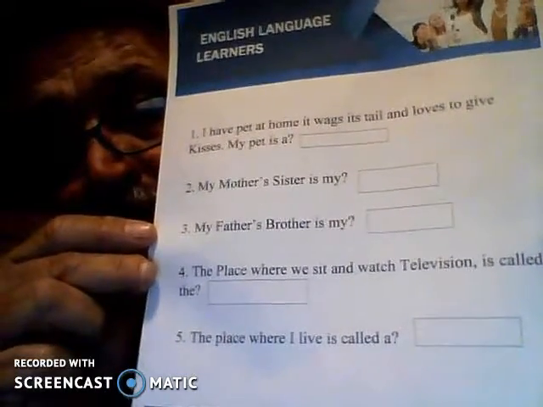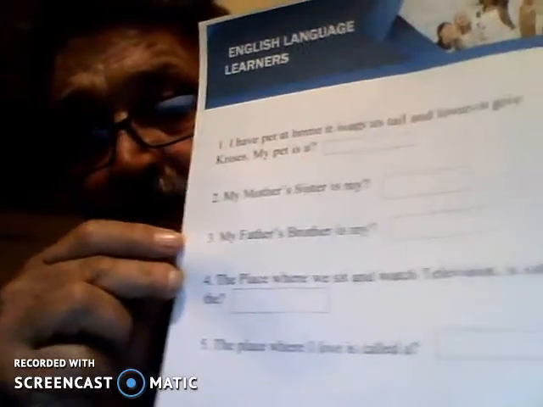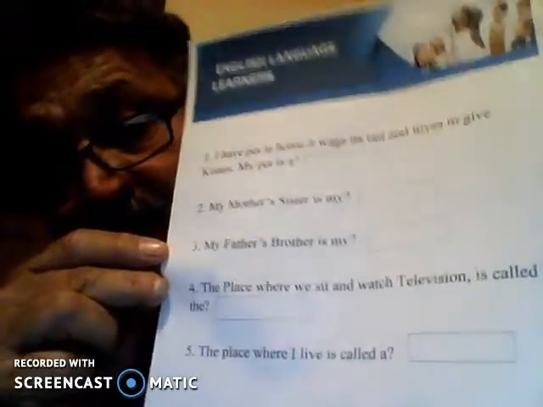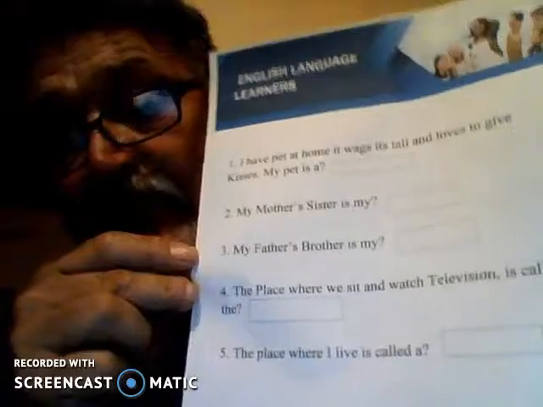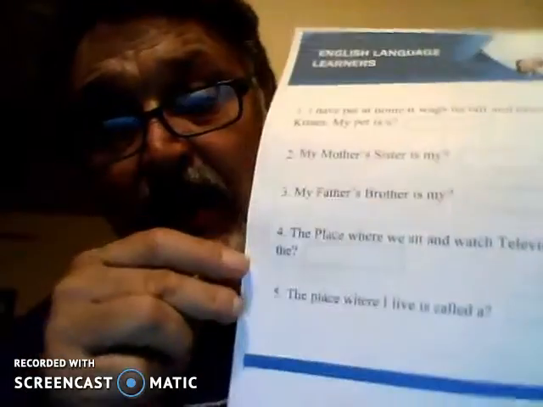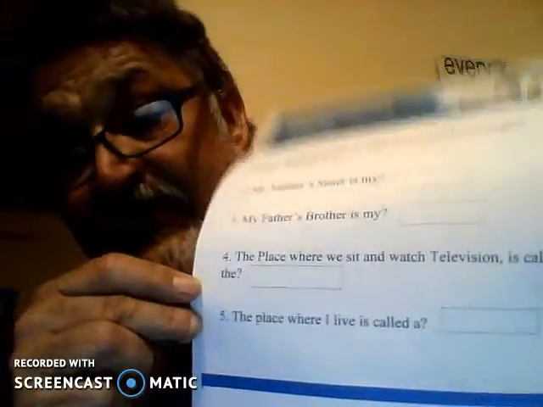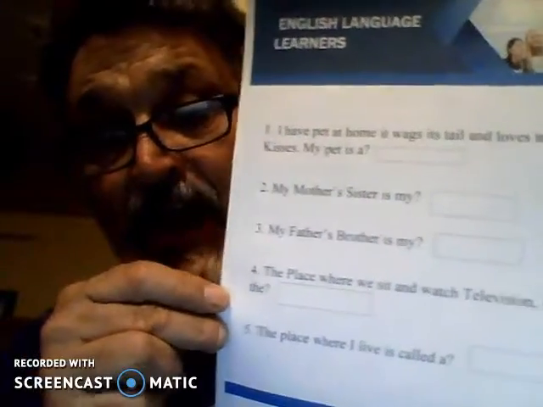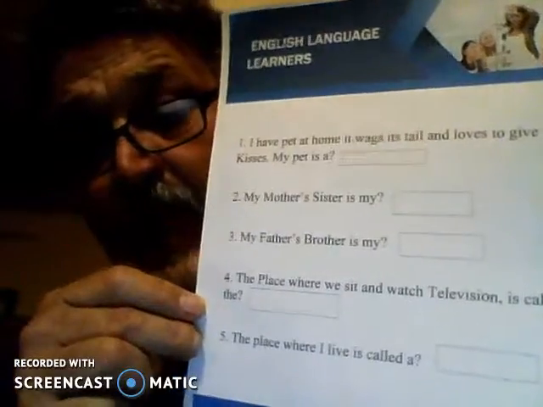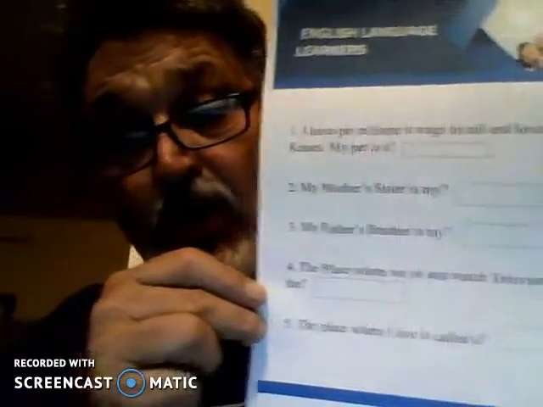What the students will do is read the question, and it says, I have a pet at home. It wags its tail and loves to give me kisses. So the student will answer, my pet is a dog. Or in other cases, my mother's sister is, instead of Tia, it will be my aunt. Same thing with their father. My father's brother is, instead of Tio, they would write uncle in there.